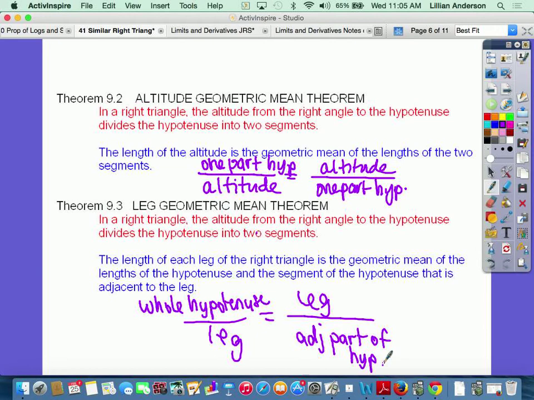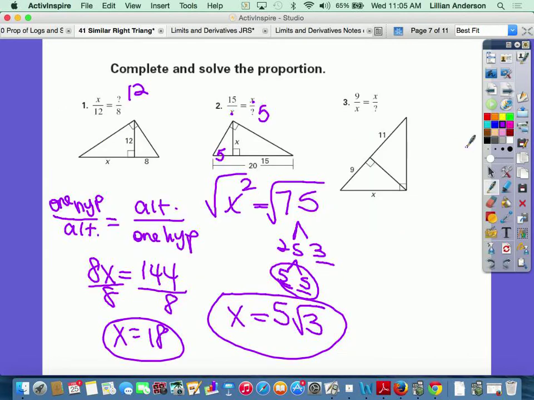So the adjacent part of the hypotenuse. I guess you can treat these as formulas if you want to, okay? But depending on what you're looking for, you either use the one for altitude or you use the one for the leg. Yes? Are there theorems for triangles with the centroid and the other centers too? We covered those already. Are we going to have to... No. We're only concerned about one altitude.